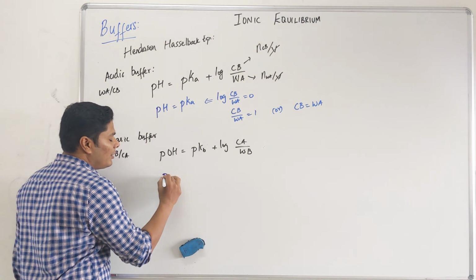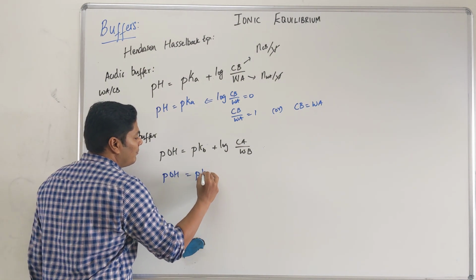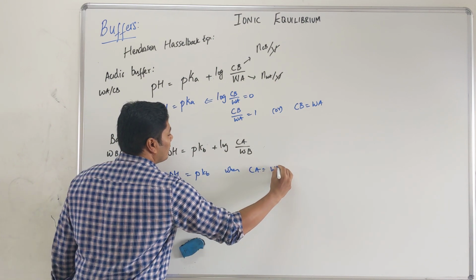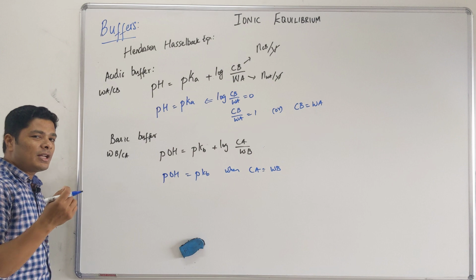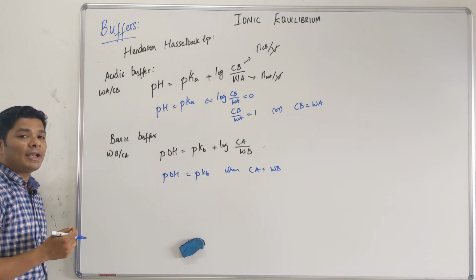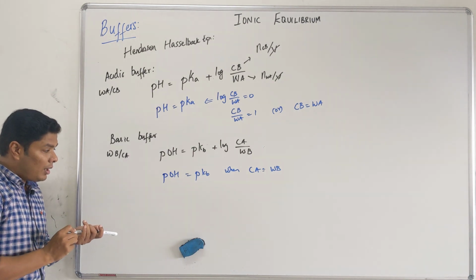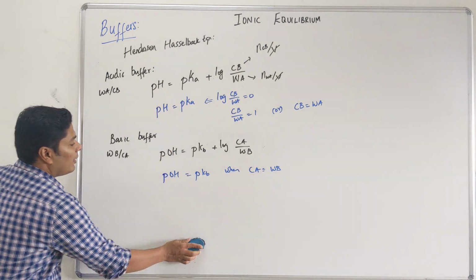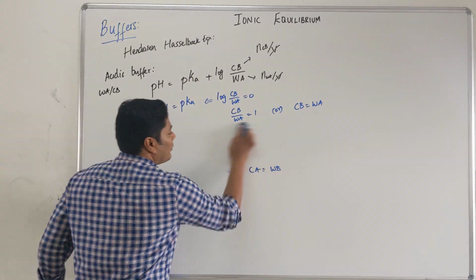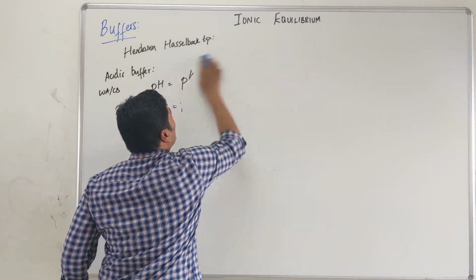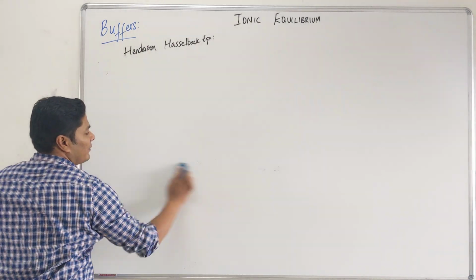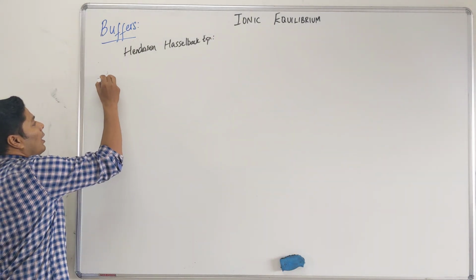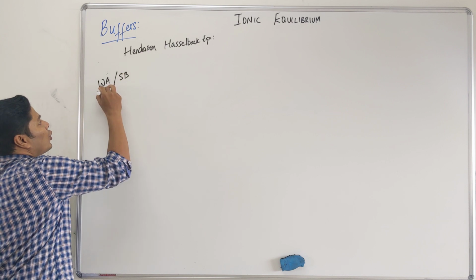Same thing I can say here: pOH equals pKb when conjugate acid equals weak base. This comes under a particular condition alone, during a titration problem. Alright, now let us go into titration and see where this is going to be useful. I am going to stick with one type of titration and we can extrapolate from that. Let us say a weak acid strong base titration.